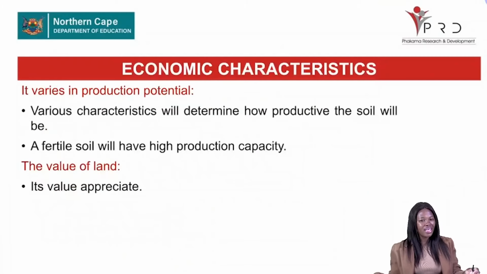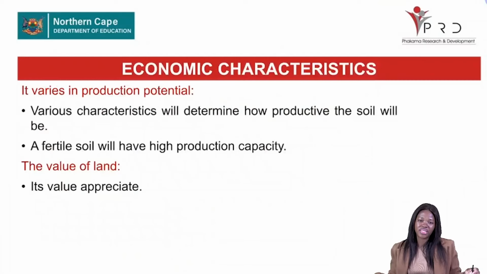Another economic characteristic: it varies in production potential. Various characteristics will determine how productive the soil is. A soil that is less fertile will produce less, and a soil that is more fertile produces more. A rocky soil will produce less. A loam soil will produce more.